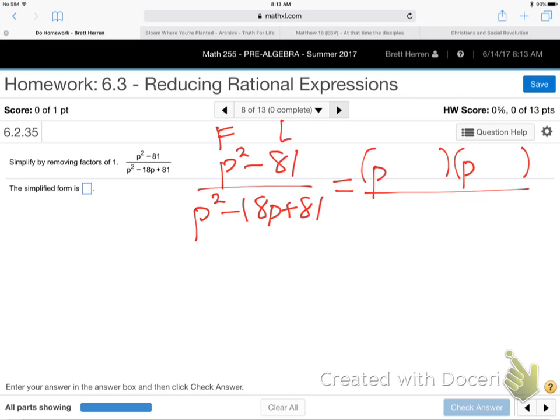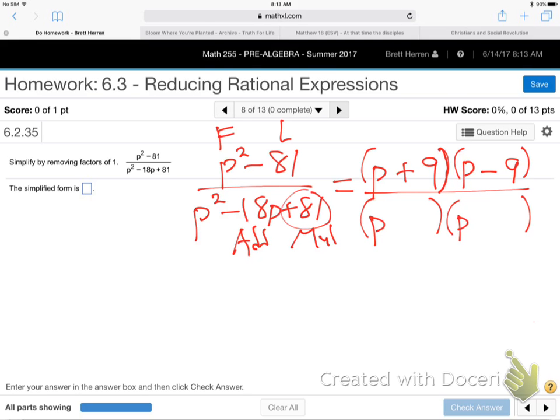And then what times what is 81? 9 and 9. Makes 81. Now, what signs do we need to make minus 81? 1 plus 1 minus. 1 plus 1 minus to make minus 81. Like that, good. And then on the bottom, what multiplies and adds? So we're going to have 2 parentheses, and how are they going to multiply to be plus 81? Yeah, both negatives. To multiply to be plus 81, and then that'll add to be negative 18. Good with all those signs and everything?